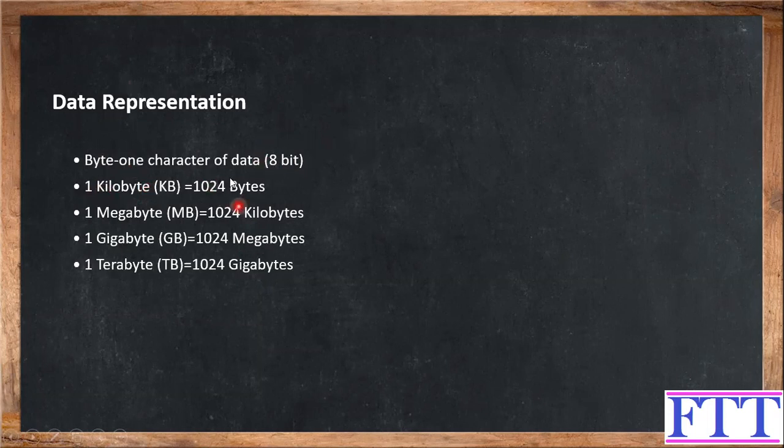So 1 kilobyte is 1024 bytes. 1 megabyte is 1024 kilobytes. 1 gigabyte is 1024 megabytes. 1 terabyte is 1024 gigabytes. 1024 is roughly 1 kilo, meaning 10 to the power of 3. So kilobytes means 1024. That is data representation, how we represent data in computers. This is the way we represent our memory.